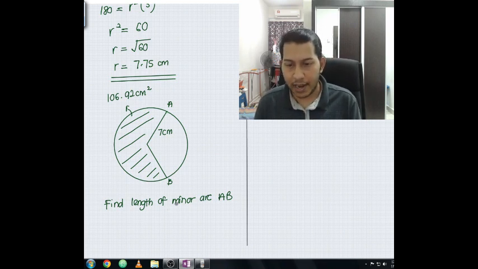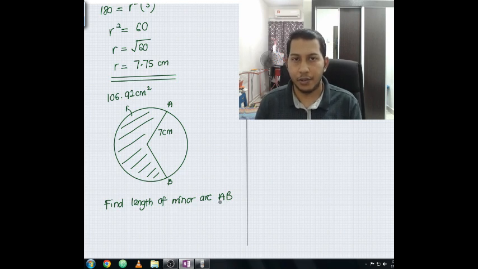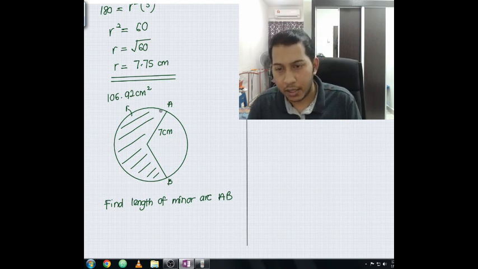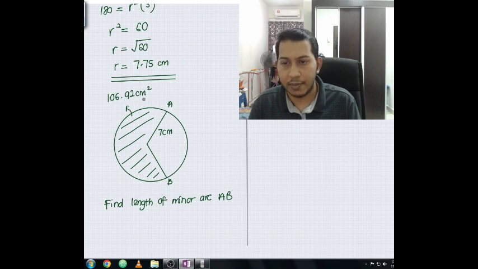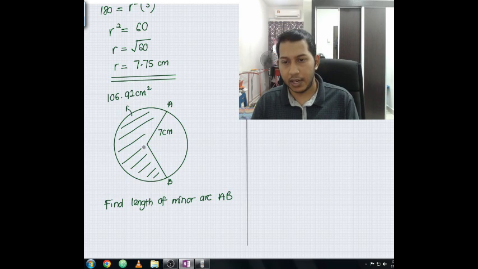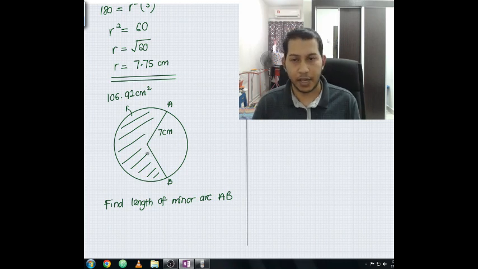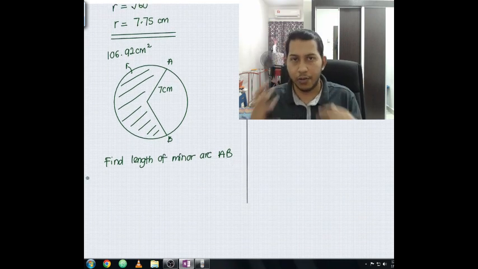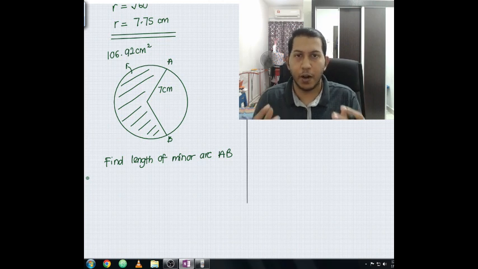In order to find the length of the arc AB, what do you need to have? You need to have the angle. But do we know the angle? We don't know the angle. However, they already gave us the area of the major sector, 106.92 centimeter square, and they already gave us the radius. So can we find the angle of the major sector? Yes, we can. That will be our step 1, guys. That is how you approach a question. I'm literally teaching you how to approach a question.